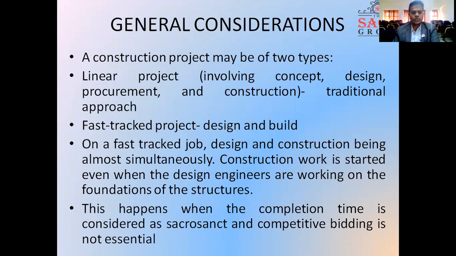The construction projects are divided into two types. The first is the linear project and the second is the fast track project. The linear project consists of planning, concept, design, procurement and construction, and afterwards the further work is executed. In the fast track project, the designing and the construction work are both in process. On a fast track project, the job design and the construction happen almost simultaneously.